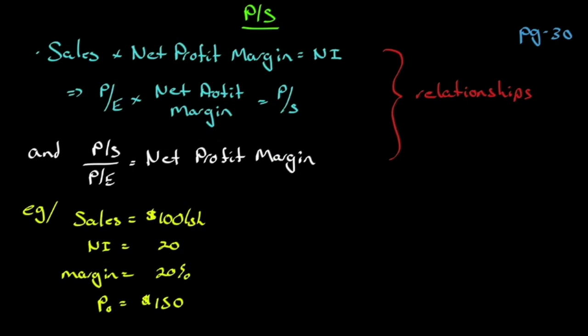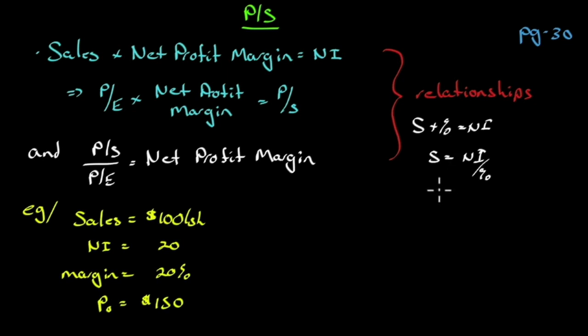Well, the price to sales has a rather interesting relationship with the price to earnings ratio, so let's have a look at that. Look at this statement I have here. I think that's a fairly straightforward statement. Sales times our net profit margin equals net income. Let's just rewrite that, and I'll do it on the side over here, in short form. Sales times our percentage margin equals our net income. Implies that sales is net income divided by percent.